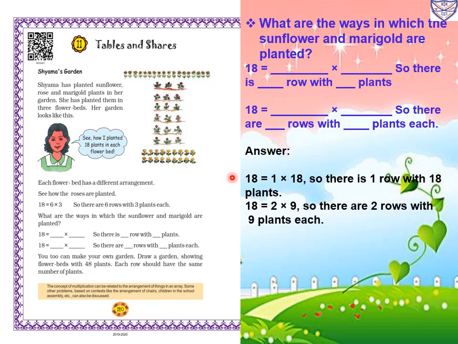Now second, in sunflower how many rows are there? 1 and 2. And how many plants are there in each? 1, 2, 3, 4, 5, 6, 7, 8, 9. So there are a total of 9 plants in one row. So we will write 2 multiplied by 9. So 2 nines are 18. So there are 2 rows with 9 plants each.